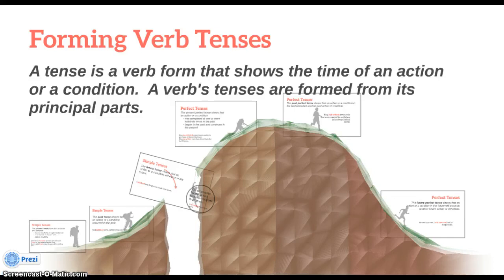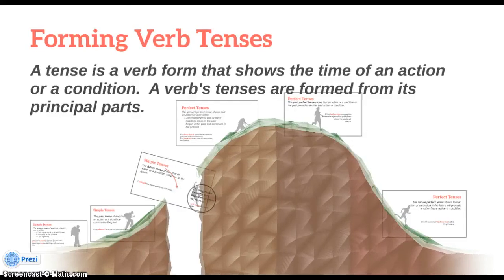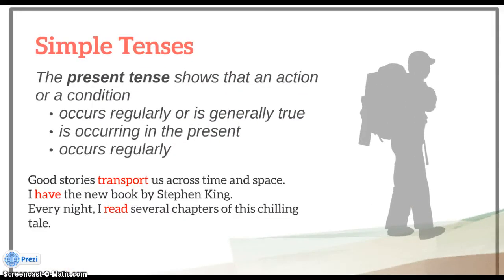You form a verb's tenses from its principal parts, which is what we learned yesterday: present, past, past participle, and present participle. First things we're going to talk about today are what are called simple tenses. The first simple tense that we'll be discussing is called the present tense. This shows us that an action or condition occurs regularly or is generally true. We can see this in our first example.